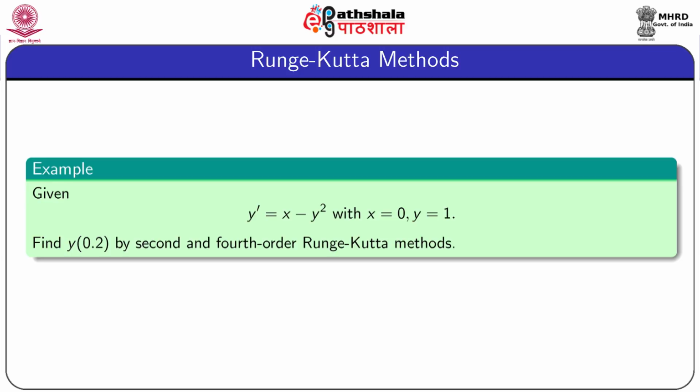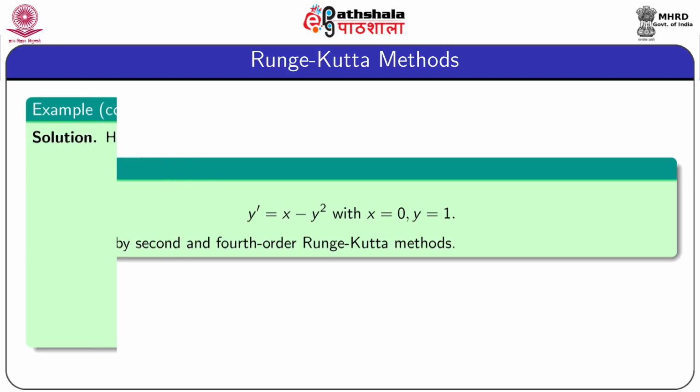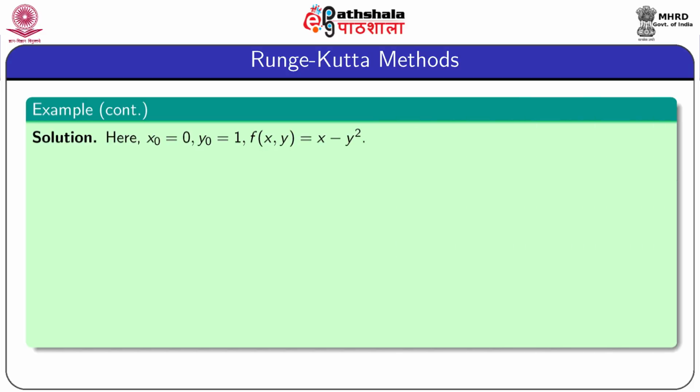The differential equation is dy/dx equal to x minus y square with the initial condition x equal to 0 and y equal to 1. Our problem is to find the value of y when x equal to 0.2. So, in this case x0 equal to 0 and y0 equal to 1, this is the initial value of x and y, and f of x, y equal to x minus y square, this is the value of the function f of x, y.